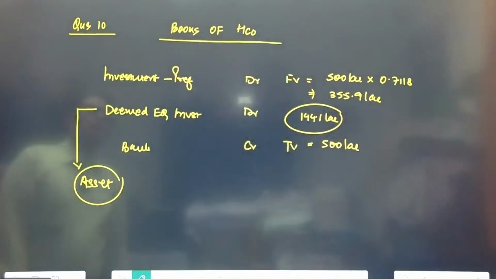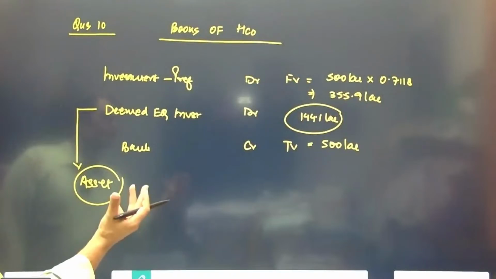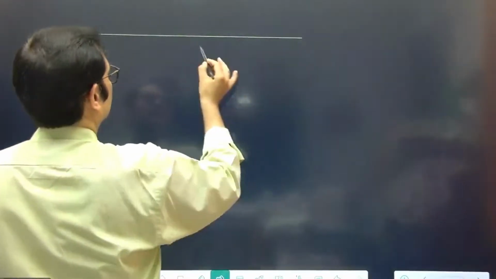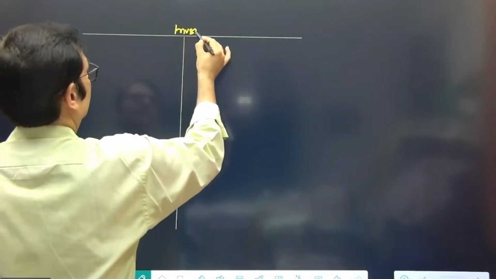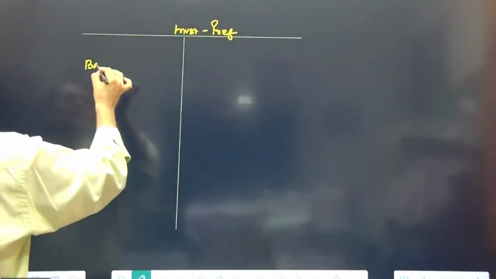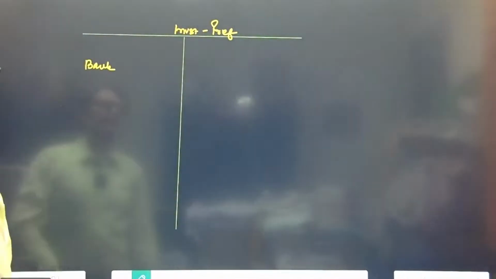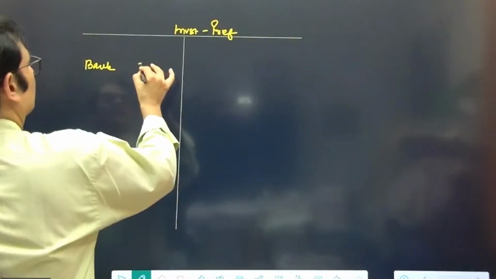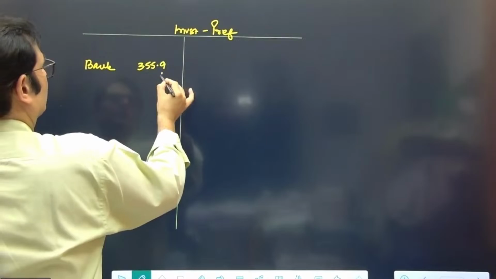Okay, so let's also make a ledger account for this investment in preference shares. Let's have a look at this as well. We'll make a ledger account for the first year at least, to see how this investment in preference shares would appear. So we record the entry: investment in preference shares debit and bank gets a credit. So what was the fair value? 355.9. So this is 355.9.